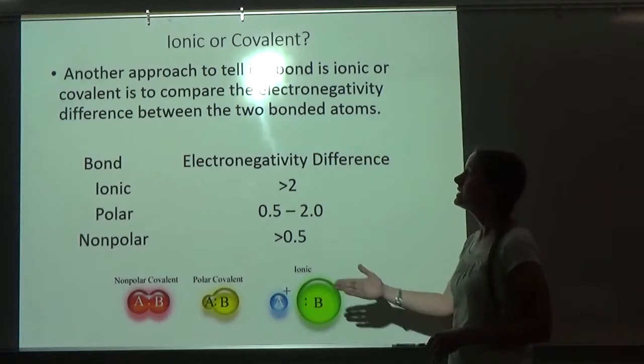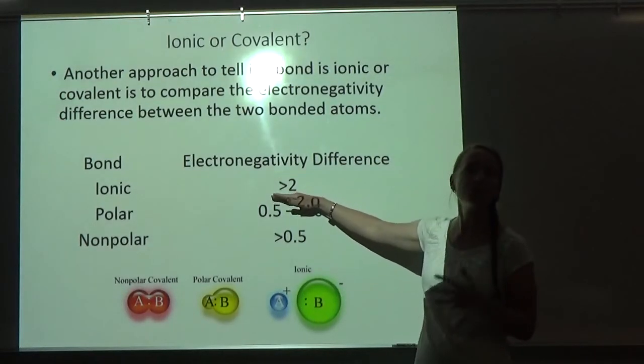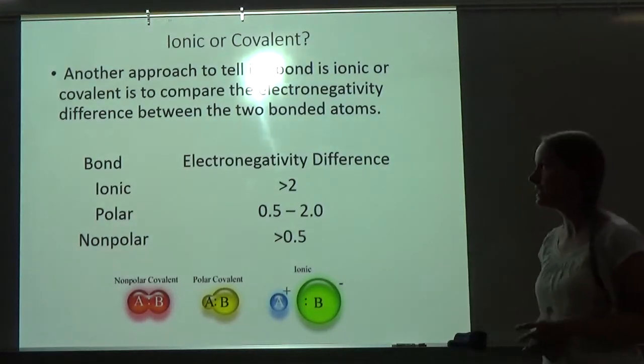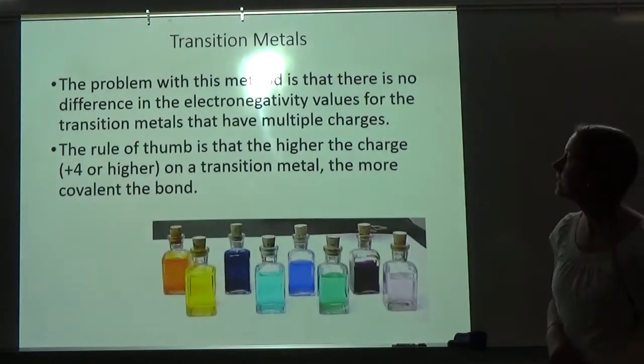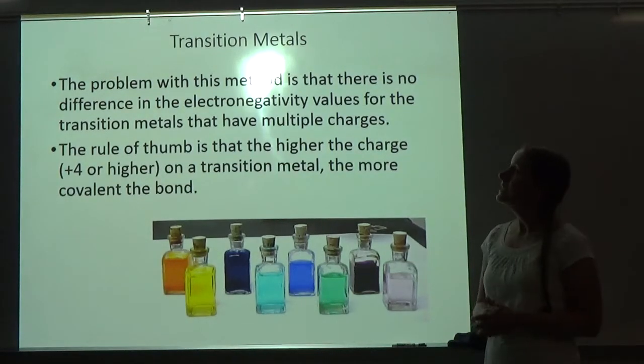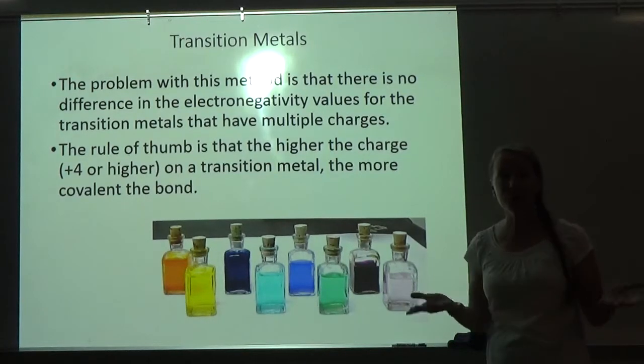So for now, what you need to know is if the difference is greater than 2, we consider it ionic. If it's less than 2, we consider it covalent. That's what you would need to know for right now. Now again, the problem with this method is that there is no difference in the electronegativity values for the transition metals that can have multiple charges.